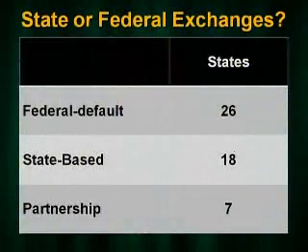So, what to do? Well, what the states ended up doing is that 26 states decided to let the federal government run it. 18 states said that they would be state-based, and 7 states said that they would use a partnership model. I think the surprise isn't that so many states went with the state default. I think the surprise is more states didn't.